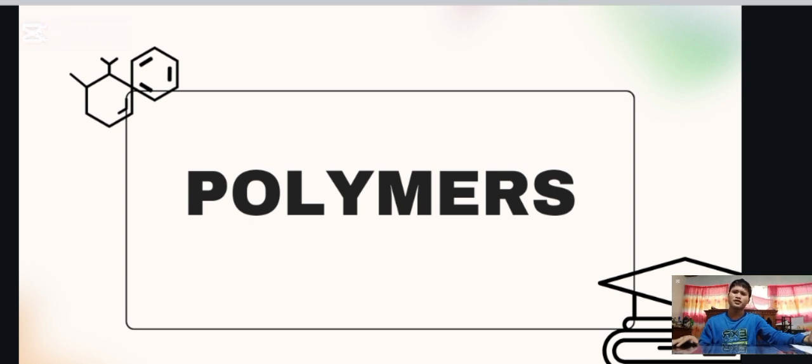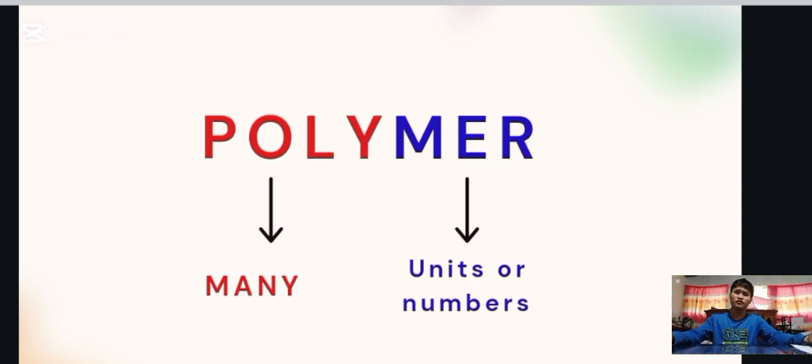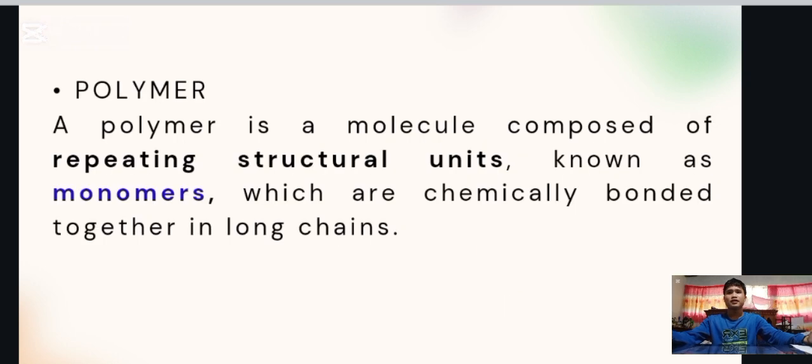Notice that we can divide this into two parts. The first part, poly, means many, and the second part, mer, means things or units or numbers. Based on this, we can define a polymer as a molecule composed of repeating structural units known as monomers, which are chemically bonded together in long chains. But what kind of molecule is it?